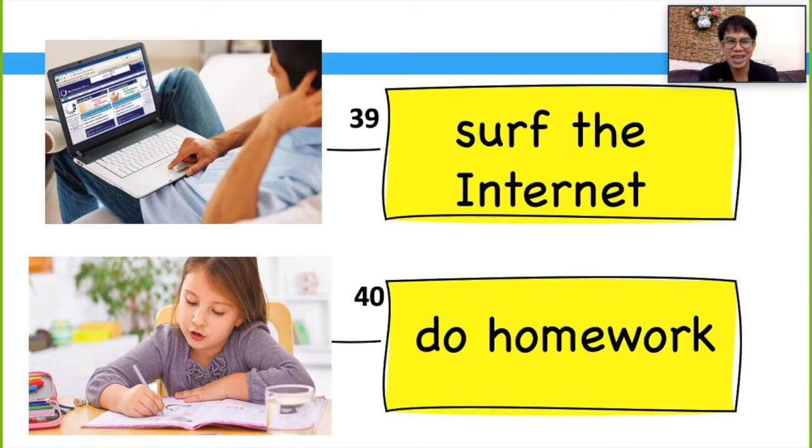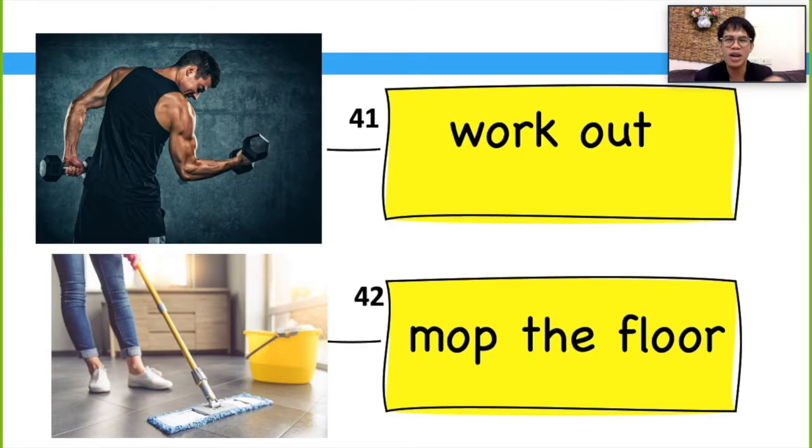And number 40 is do homework. Do you do your homework? Okay, do homework. So your teacher will give you homework and you do it. That's do homework. And number 41, work out. Yeah, work out. When I say work out, it's to exercise and to build muscles. You exercise, you work out.